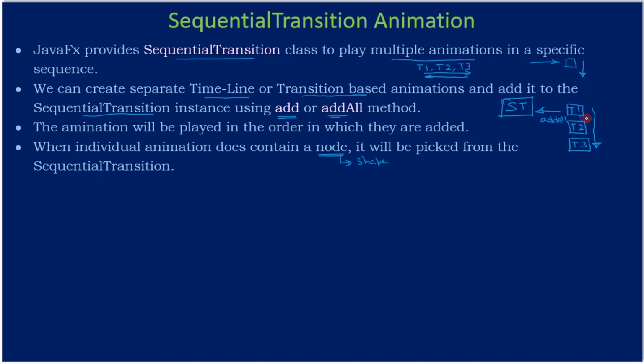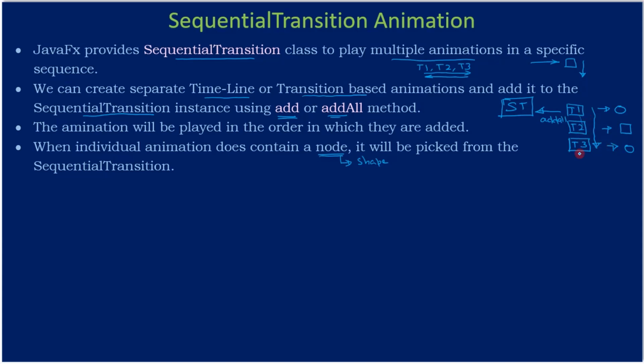So you can generalize the animation and place the node in the transition class itself. Or another way, you can create each transition with a different shape and add it to the sequential transition. Say for example, for T1, let's state that you are moving a circle. For T2, you are moving a cube. For T3, you are performing a scale transition on some other object. So here the individual node contains the shape that needs to be animated.